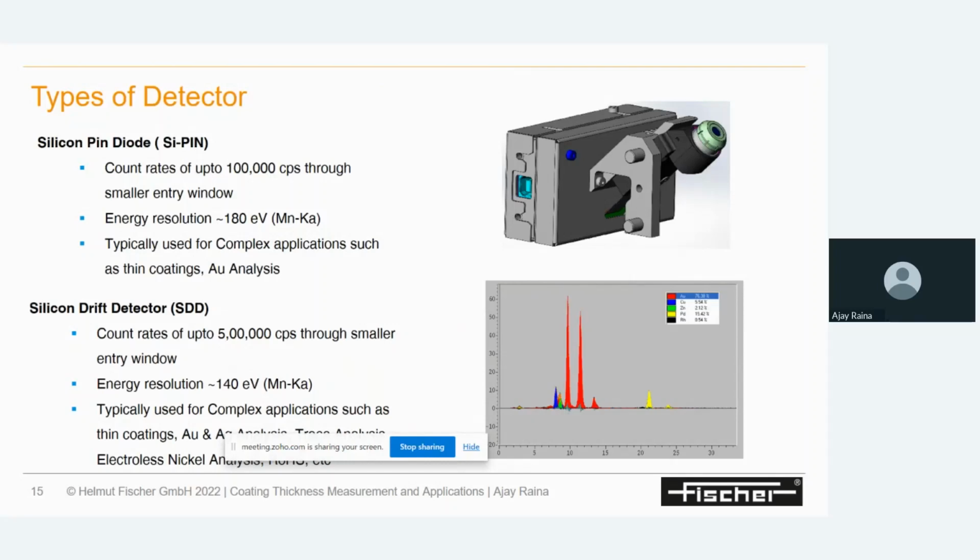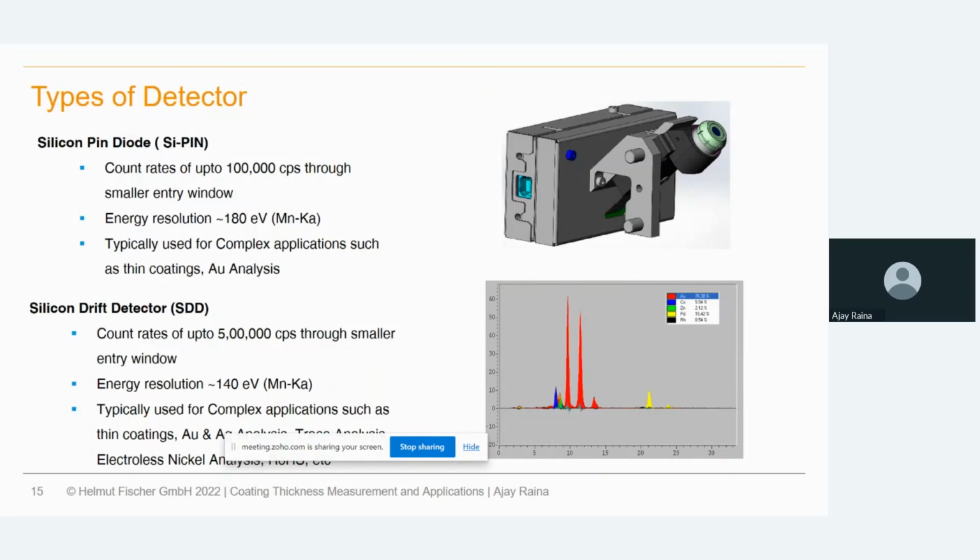Typically recommended for all types of applications, whatever applications the customer has, right up to the market. It can handle any type of application. You can do gold analysis, silver analysis, trace metal analysis, nickel phosphorus coatings, and RoHS applications. Whatever type of applications you have, you can do with the SDD type of detector.